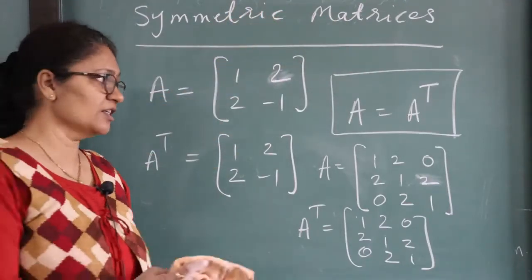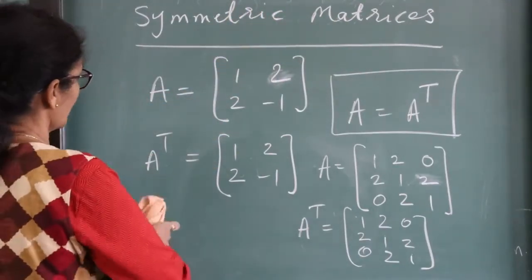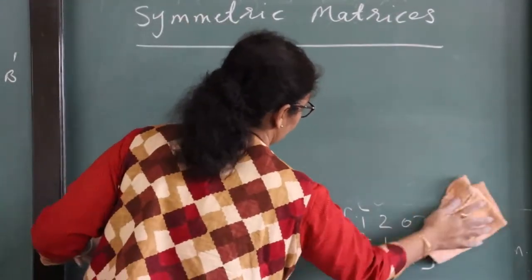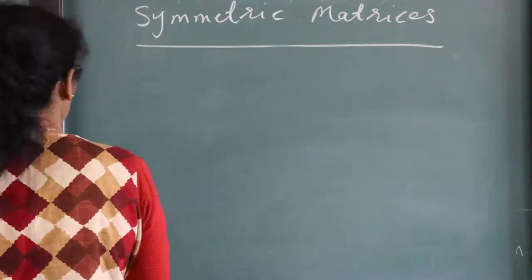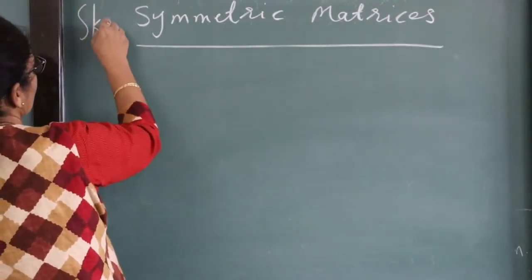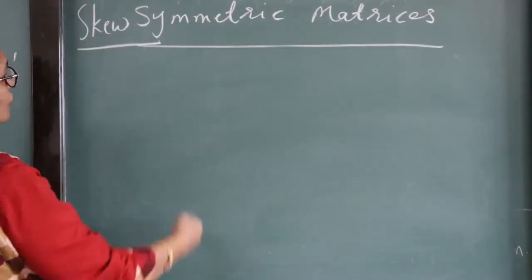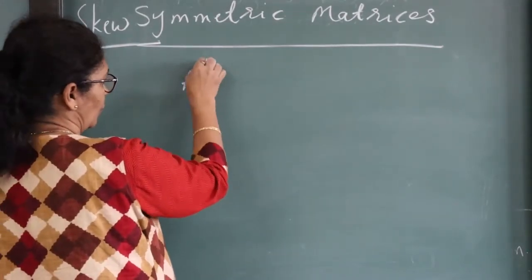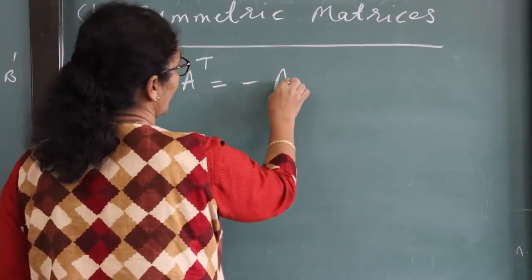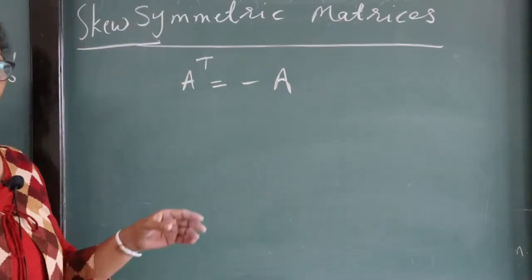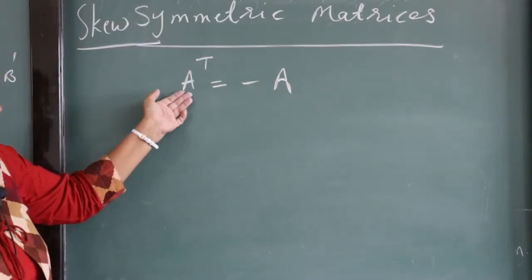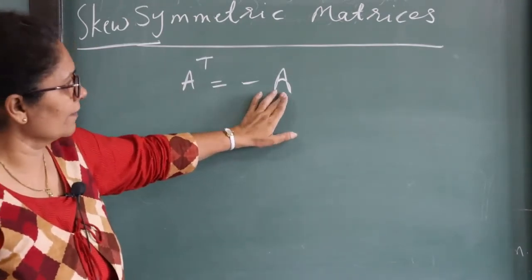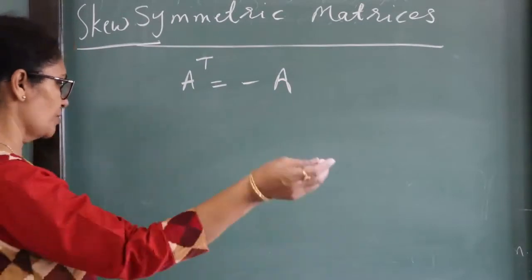Now the second definition is the skew symmetric matrix. In a skew symmetric matrix, what to do? Let's see. Skew symmetric means if you interchange all the rows with all the columns and you get the additive inverse, that means when you write the transpose of a matrix and you get matrix A with a minus sign, then you can say it is skew symmetric.